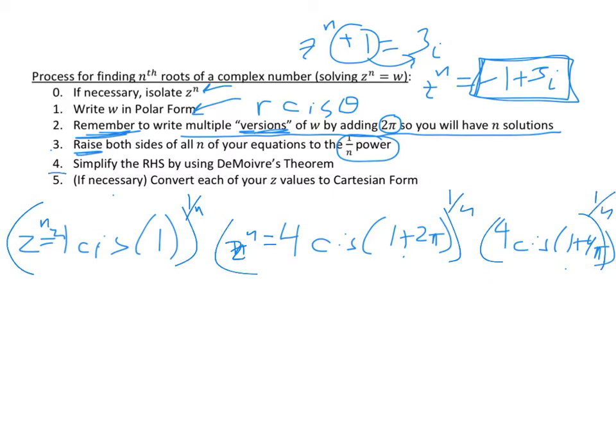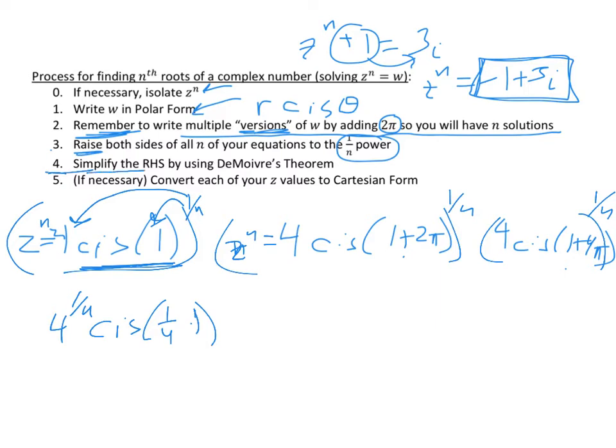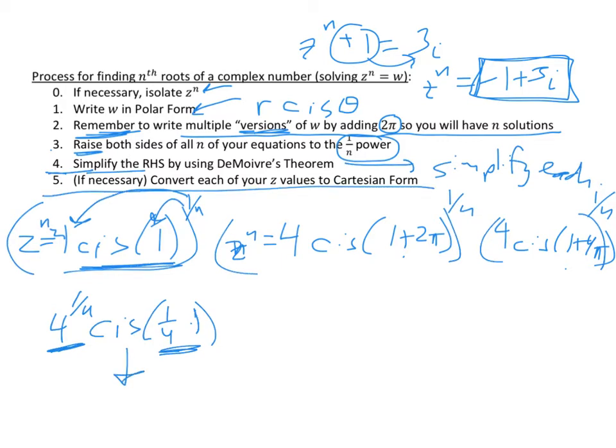Step 4, you simplify the right-hand side by using de Moivre's theorem. So you're going to take this and make it the power of this, so 4 to the 1/4 power, and you multiply inside with this argument. And then, I didn't write it in here, but after you've done that, you simplify each. So if possible, do the 4th root of this, work out what this thing is. And then step 5, if the problem asks you to, you would then take this and convert it into Cartesian form.